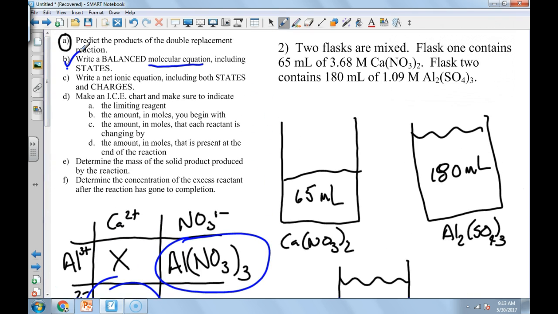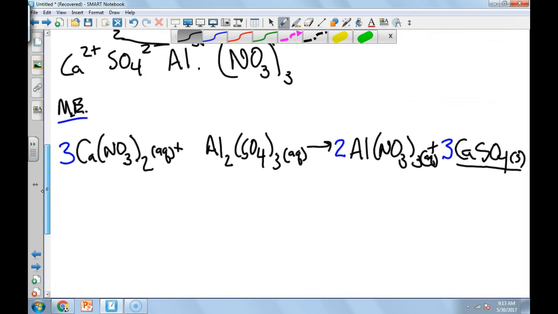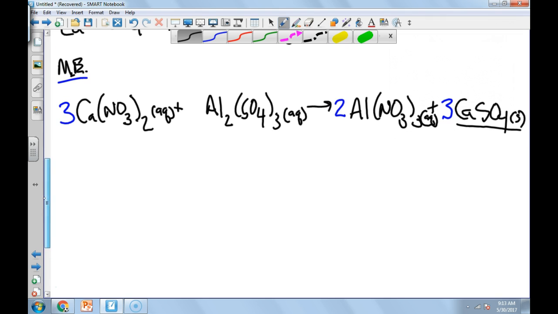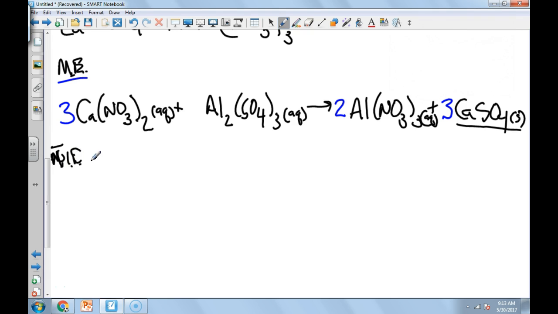So we've done that. Okay, so now it's saying, hey, write a net ionic equation and don't forget the charges. So in order to get the net ionic, we first have to write the total ionic. And the total ionic can be tricky, but we should take our time. When we're writing the net ionic equation, we want to separate anything that is aqueous into its ions.